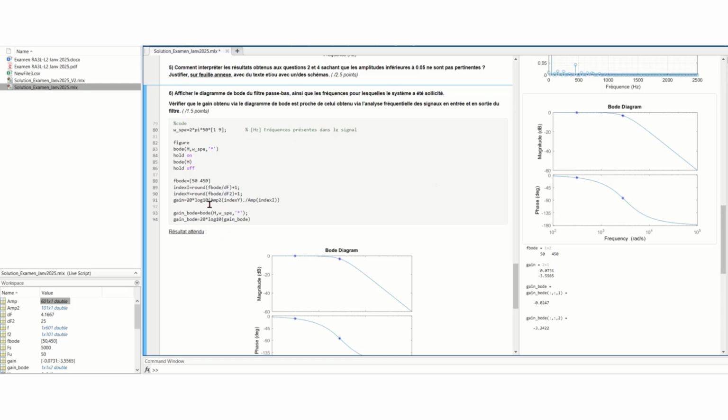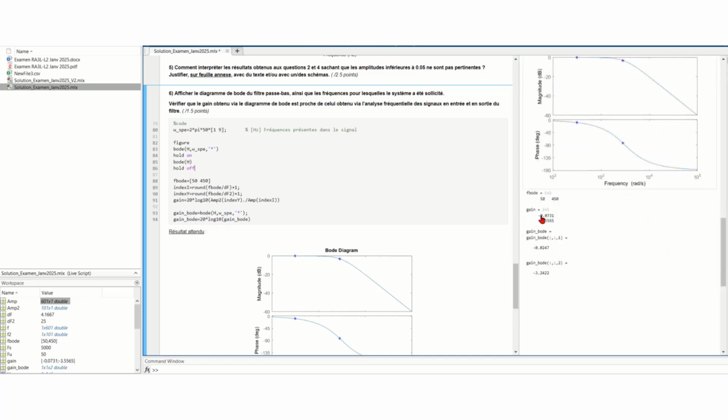Et pour pouvoir vérifier, une façon de faire était de se dire, voilà, le gain étant ici pour 50 Hz de moins 0,07, pour 450 Hz, on est à moins 3,55. Si on regarde maintenant le gain en décibels pour le diagramme de Bode, on voit qu'on a quelque chose qui est sensiblement similaire pour les deux fréquences, ici. Ça, c'est une manière de le faire.